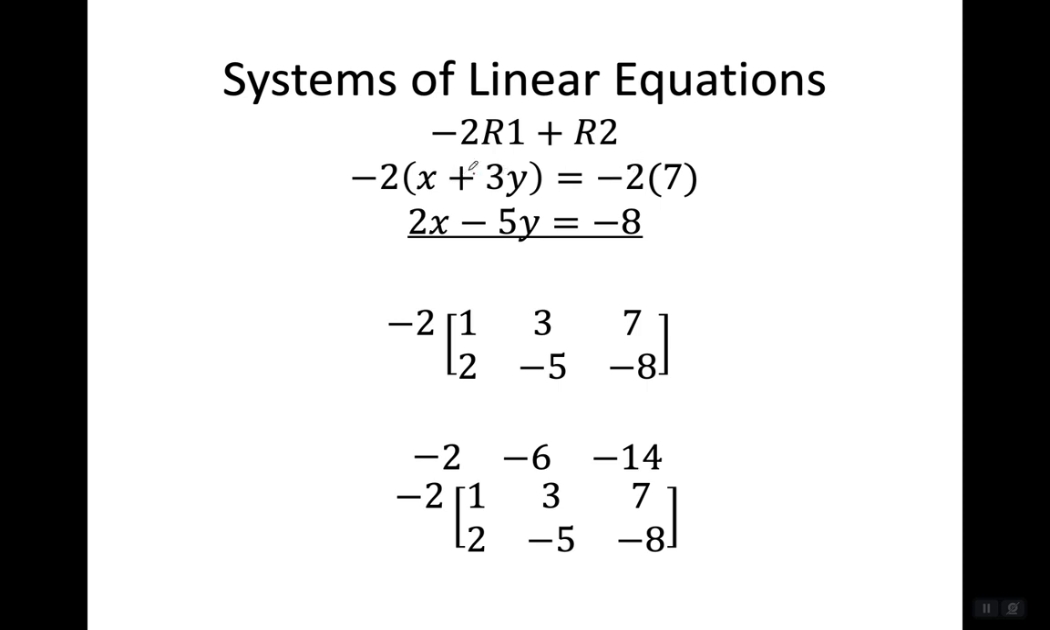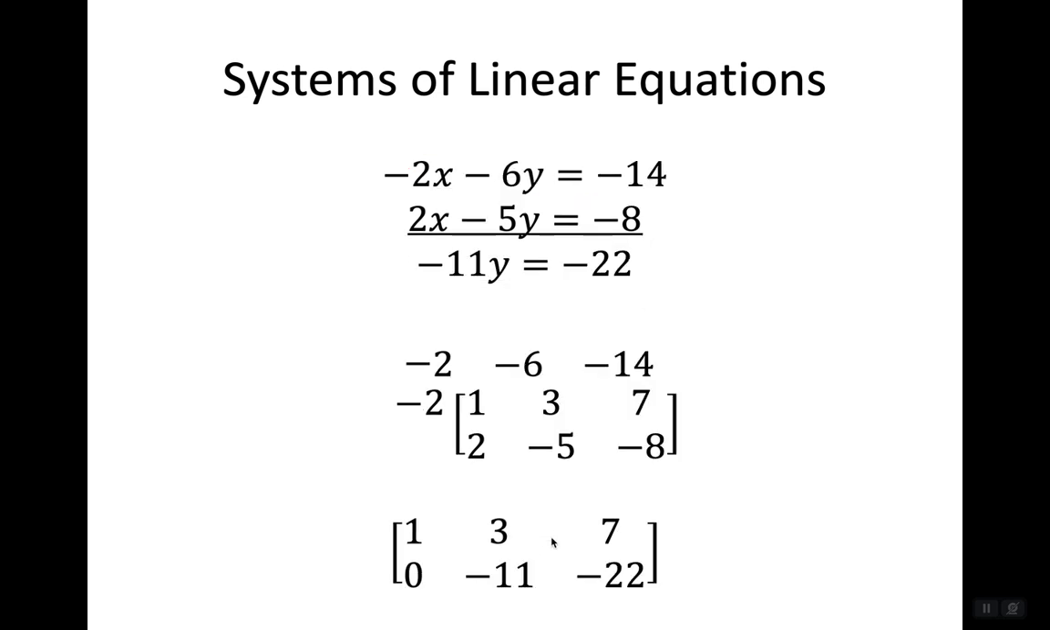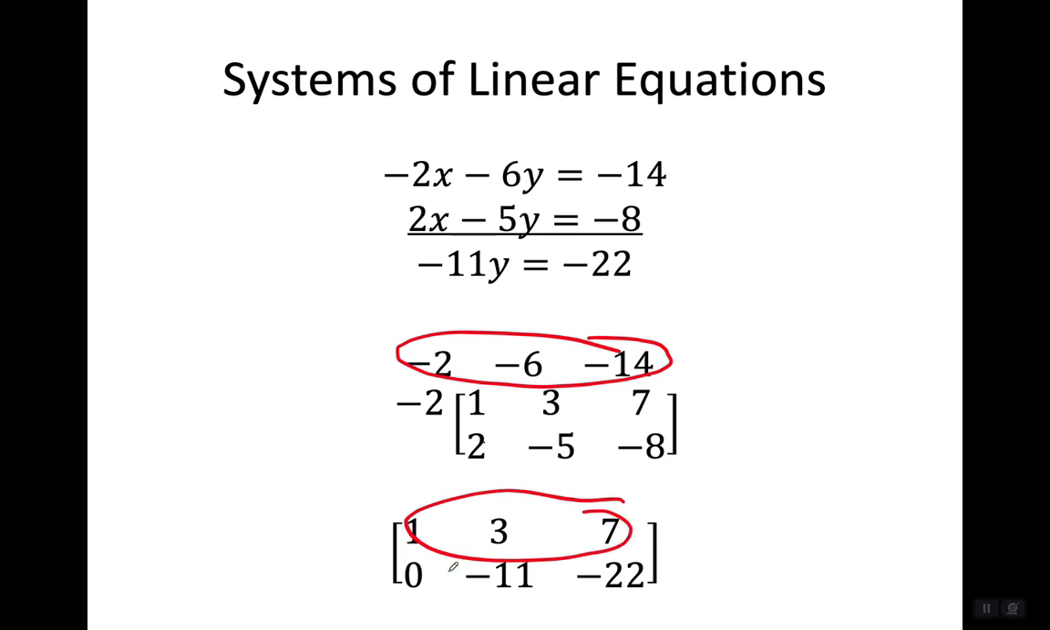We've done this before. Multiply row 1 by -2 on both sides. That's the equivalent of multiplying this row by -2. I like to write it above. So -2 times 1, 3, 7 gives us -2, -6, and -14. And now let's add it to row 2. When we add this to row 2, the first row is the same, 1, 3, 7. Now row 2 is going to be -2 plus 2, which is 0, -6 plus -5, which is -11, and -14 plus -8, which is -22.